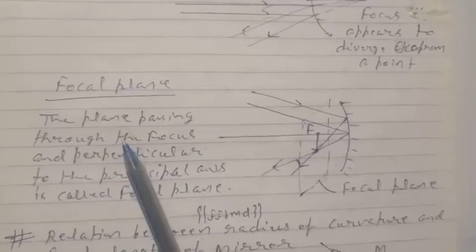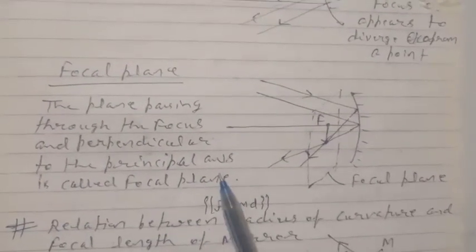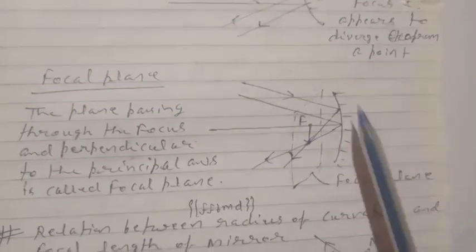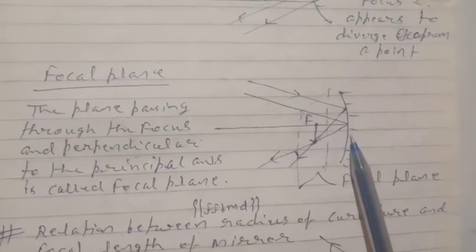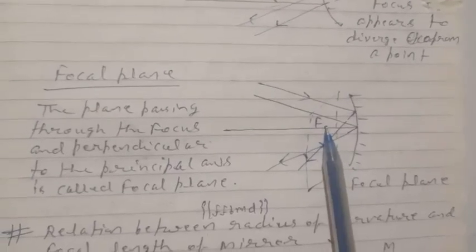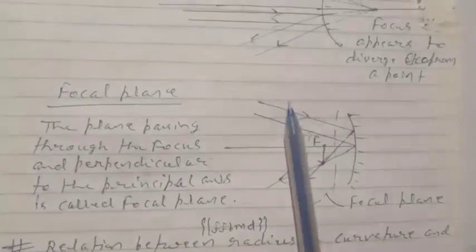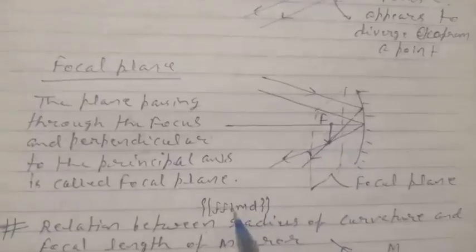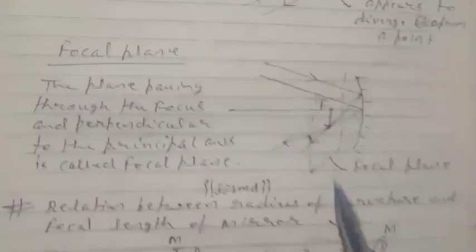Focal plane. The plane passing through the focus and perpendicular to the principal axis is called the focal plane. We see this is the principal axis of the mirror. This is the mirror, a concave mirror, and if we draw a plane from this point perpendicular to the plane of paper, like this plane, then this plane will be called the focal plane, and the definition is given like this. This is the focal plane as shown in the figure.